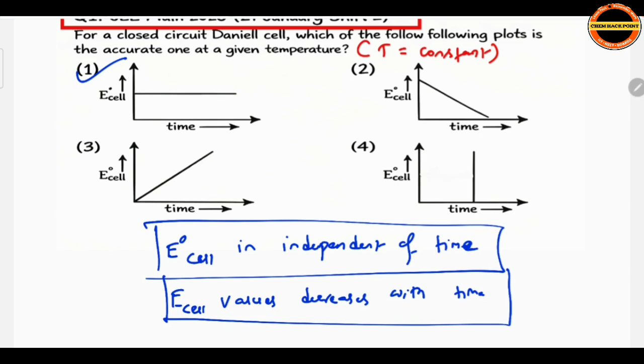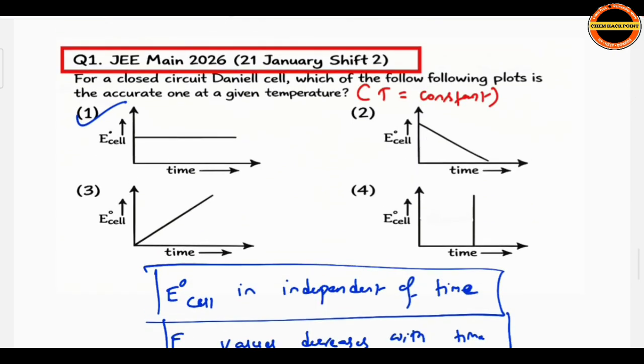Okay. So this is the recent JEE Mains 2026, January 21st shift 2 question. Very easy. But if you know properly whether it is constant or independent, it depends. Easily you can mark it and score plus 4 marks.